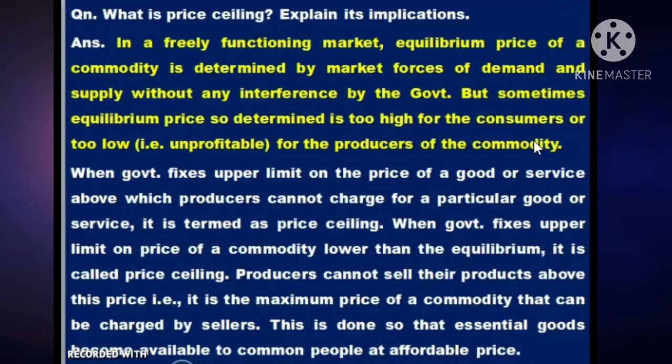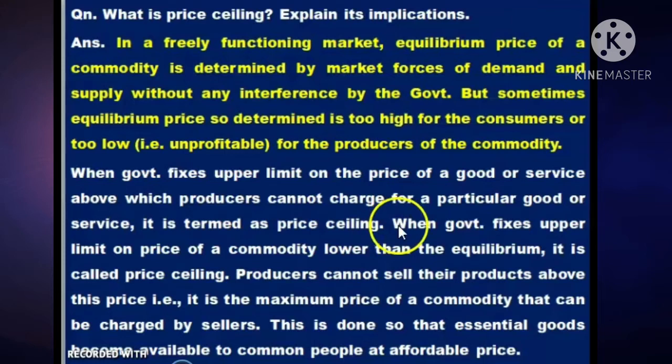So when the government fixes an upper limit on the price of a good or service above which the producer cannot charge, it is termed a price ceiling. Just keep in mind that price ceiling is on the side of the consumer. So here the government will be fixing a price favoring the consumer. The government will always fix the price below the equilibrium level. The producer will not like that, but will be forced to follow the price.